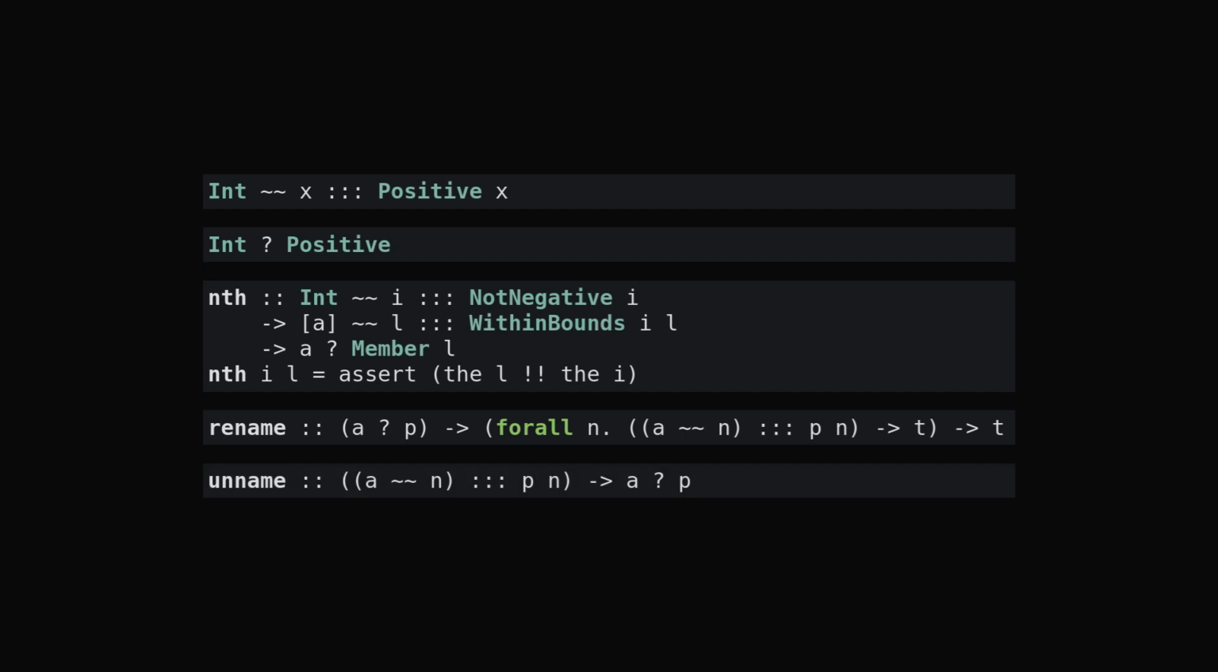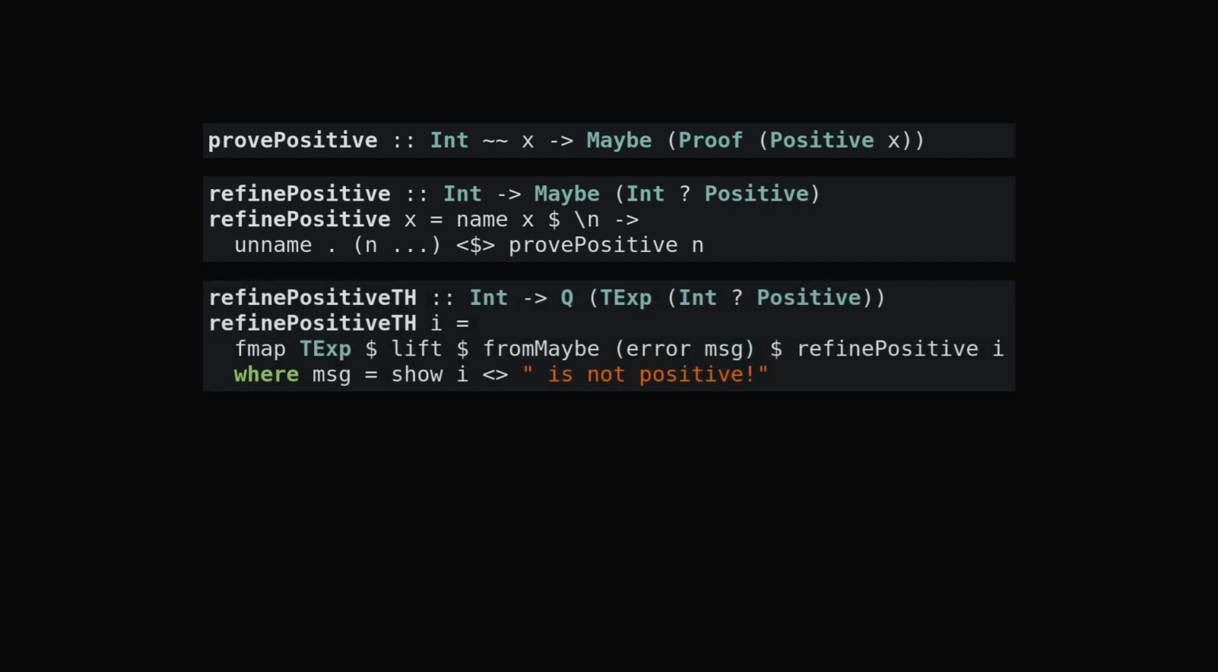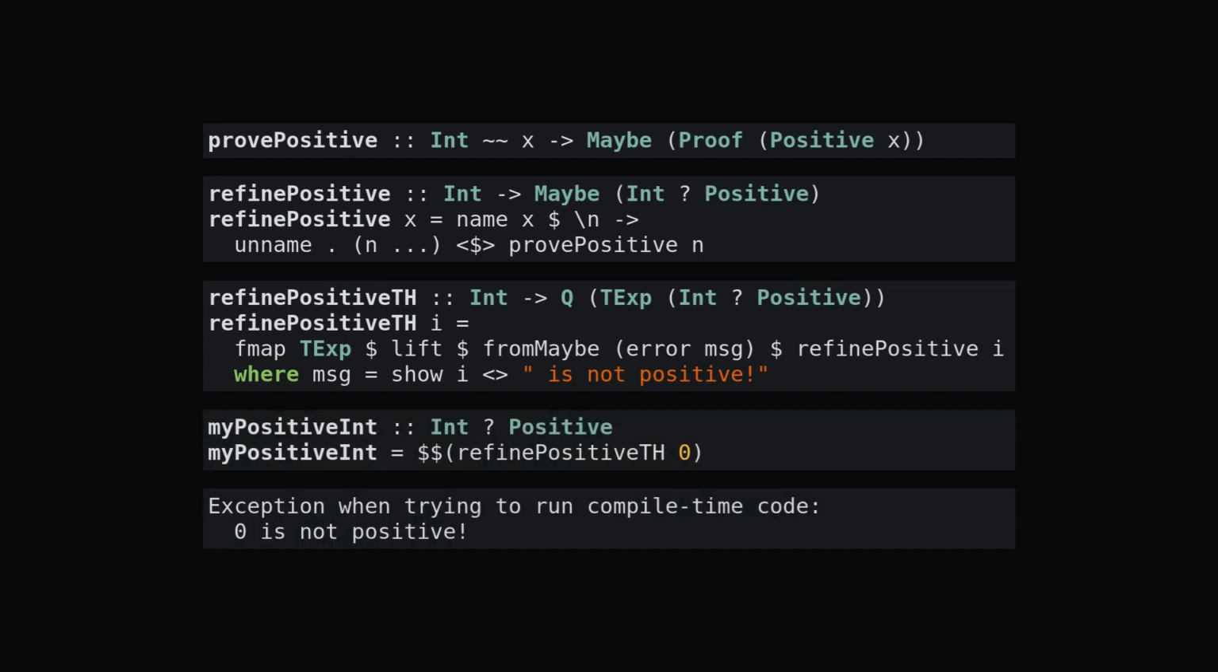Similarly, a named value with a ghost proof can be changed into a value satisfying that proof with the procedure unname. With this new form, as long as the property only refers to the value it's attached to, we are not limited by the scopes of rename or the name procedure. As a nice bonus, this means that we could create a Template Haskell version of refine positive, which can be used to check values at compile time. If we try to refine a value that doesn't satisfy the positive property, we get a compilation error.